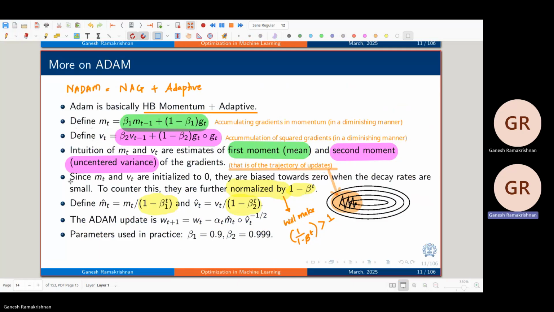So be a little careful. Don't jump to the blog too early. Then you'll get a little confused with your notation. Okay, so this is something you can implement. Straightforward to implement. Any questions?